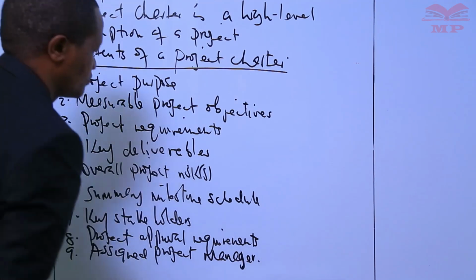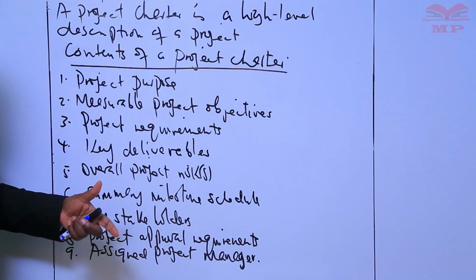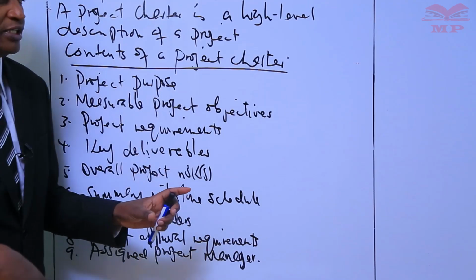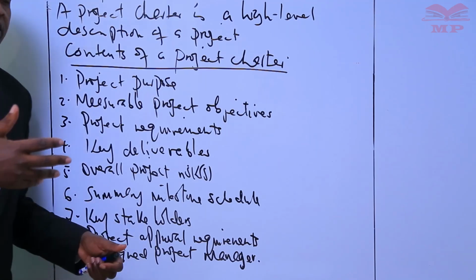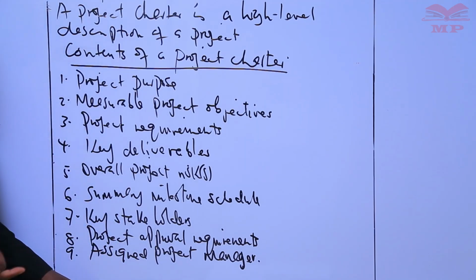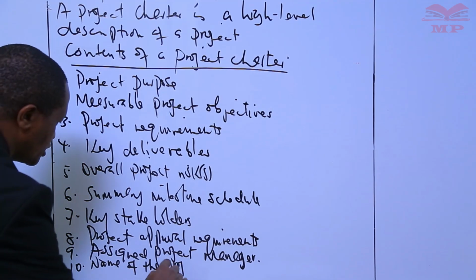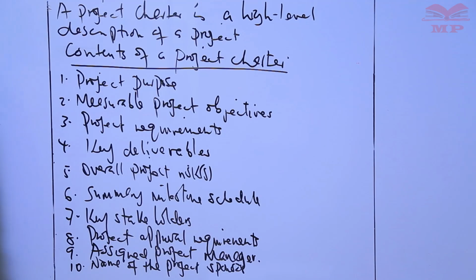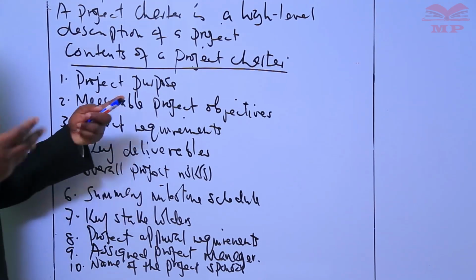It's important also to document here the assigned project manager. This is the one who is to oversee the implementation of the project. Supposed to ensure that workers are assigned tasks, resources are assigned to the project, is to organize the project, is to carry out a control function in relation to the project, and so on. Then lastly, we have the name of the project sponsor or sponsors who are expected also to authorize the charter.